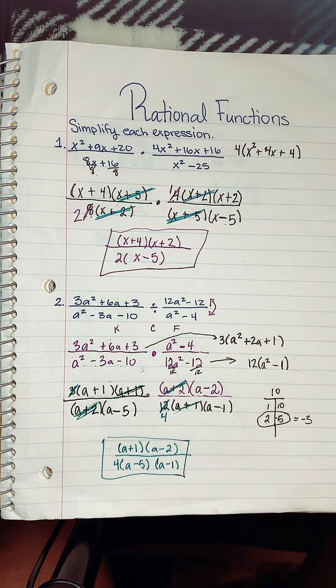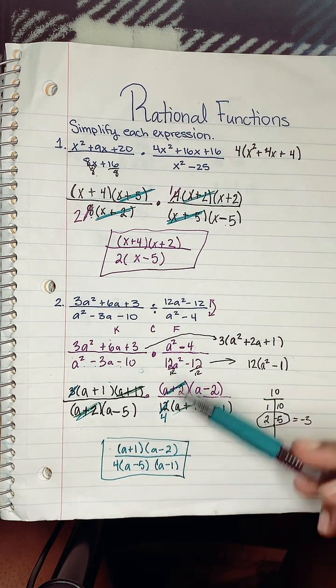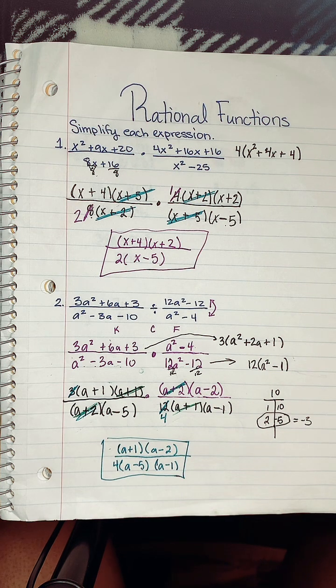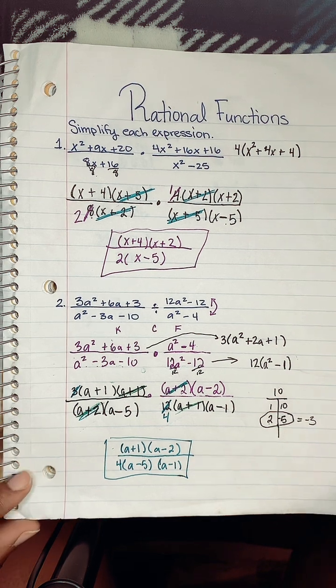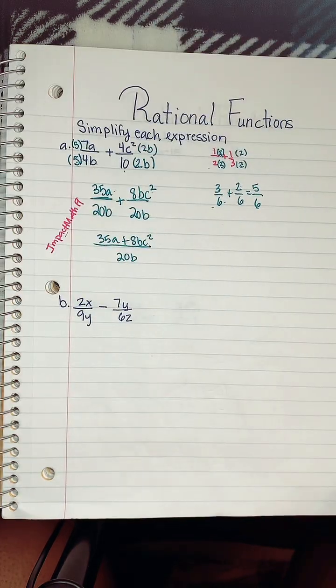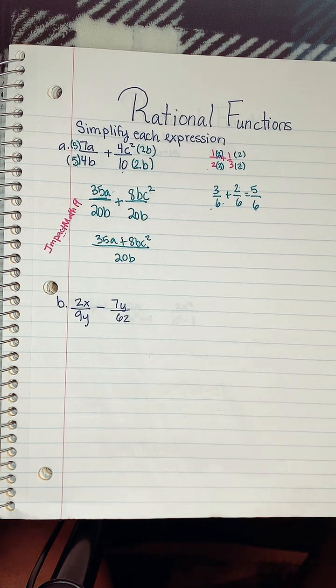Okay. So multiplying and dividing rational functions, okay? Now what we're going to jump into next is adding and subtracting, which are difficult, okay? They're difficult. So let's jump there. Oh, you're so welcome. So let's jump to this one, B, okay?